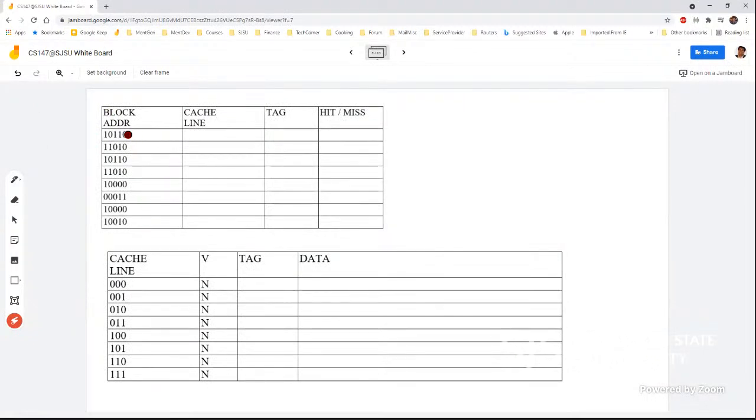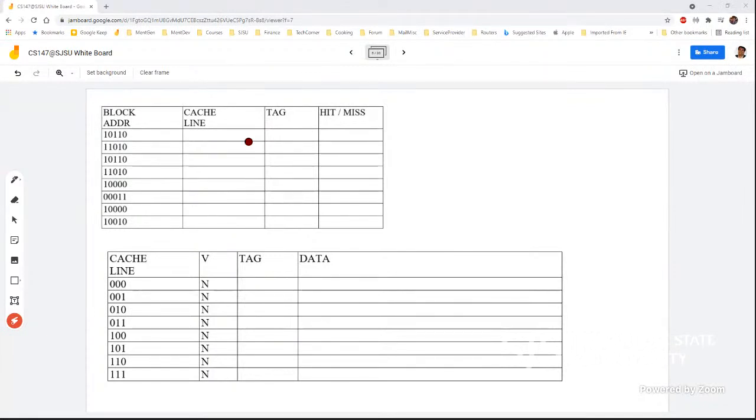So in this problem, I get the block address as 5 bits, and I have 3 bits of cache line, like 8 cache lines, 2 to the power 3, represented by this bit pattern, 0 to 7, 3 bits. We start with a blank cache. Let's say this is a power up situation, and we see what would go on there.